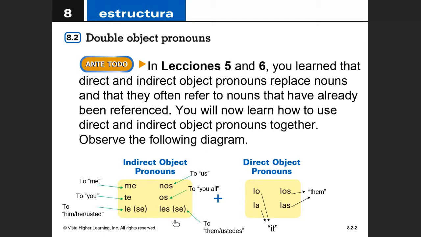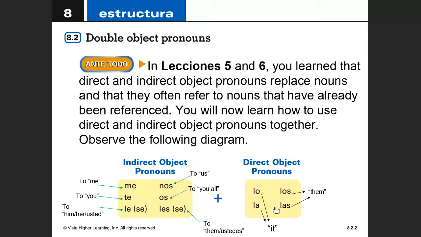Let's look at the pronouns of the indirect object that we have on this side. If I am the recipient, me. If you are the recipient, te. If he, or I mean him, her, or usted are the recipients, we're going to use le. Now, keep an eye on this "se" over here, and I will explain it in a little bit. Nos, if we are the recipients, us, if you all are the recipient, and les, if them or ustedes are the recipient. Now, keep an eye on that "se", like I mentioned, right?